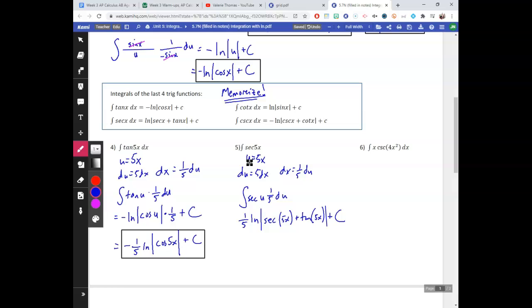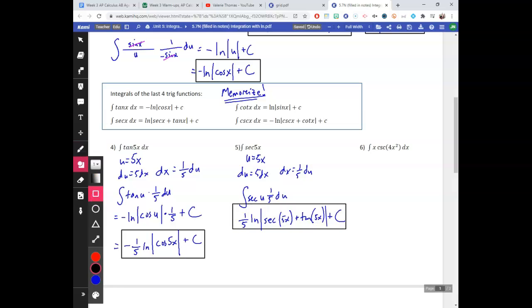I just skipped the step. I went ahead and plugged in u all in one step. Let me know if you need to see that other one. But yeah, 1/5 natural log of secant of 5x plus tangent of 5x, all inside absolute value bars, plus c on the outside. All right, for the next one, we'll work on this one together.